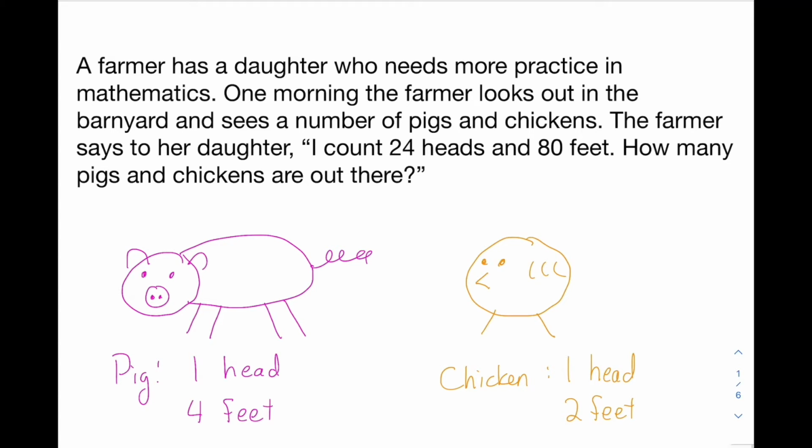So we understand the problem. We understand what pigs and chickens are. We understand how many heads, how many feet they have. I encourage you at this point to pause the video and solve using any method that you want to, whether you use guess and check or algebra or a picture or some other method. Go ahead and try to solve this. Once you've solved it, turn the video back on.